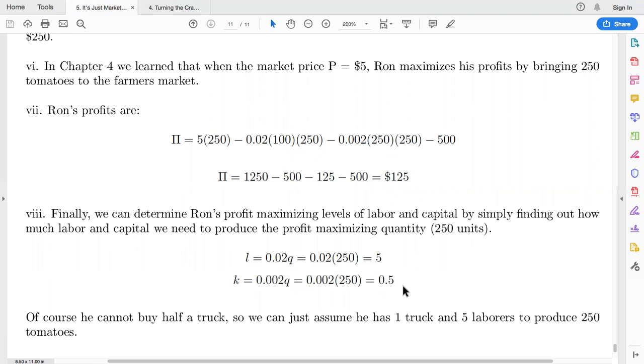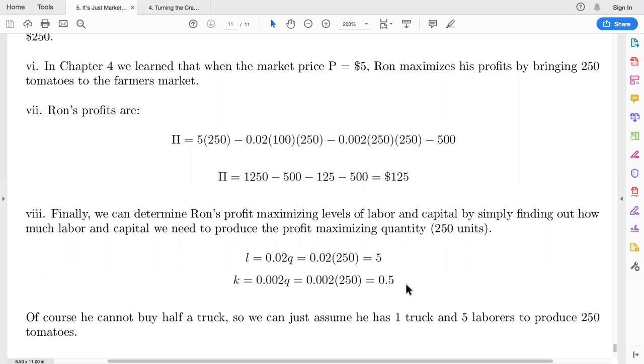The important point is that if this said 1.5, for example, that would mean he needs 2 trucks. If this was 2.5, he would need 3 trucks. So at 0.5, he needs 1 truck, and he needs exactly 5 employees to have this many tomatoes. So again, how did we find this profit maximizing level of capital and labor?